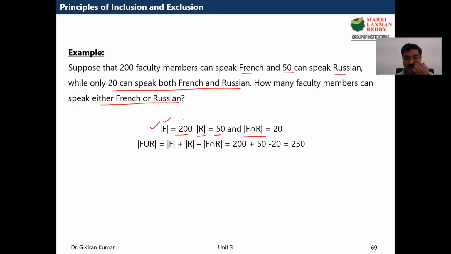So these three are given: mod F, mod R, and mod F intersection R. And how many faculty can speak either French or Russian? That means they are basically asking for mod F union R. With the simple formula, if you substitute, you get 230. So 230 faculty are there who can speak either French or Russian.